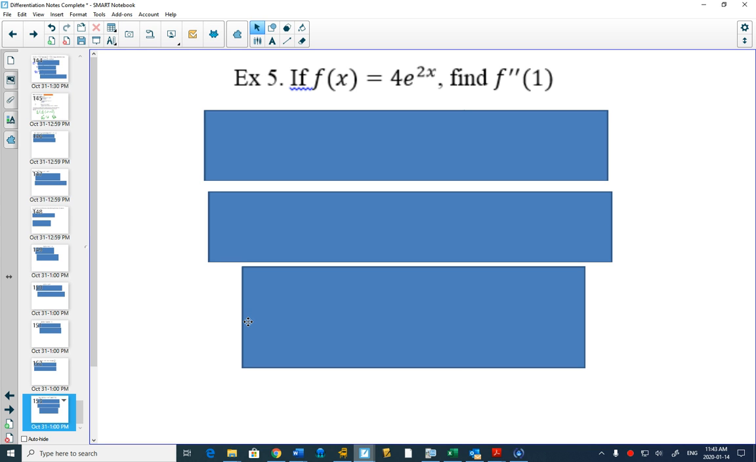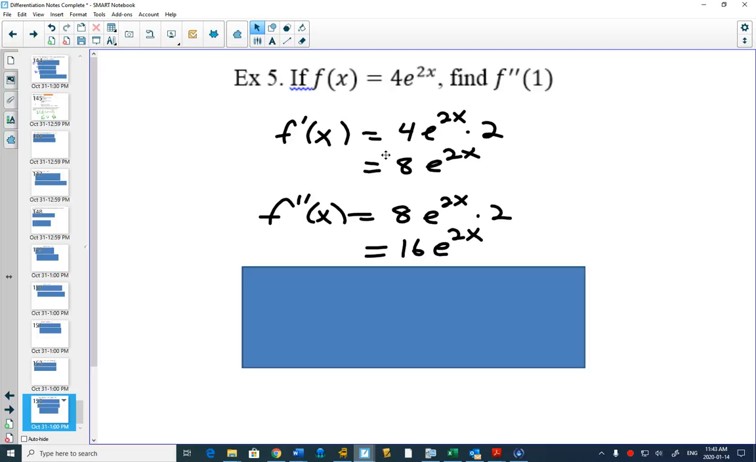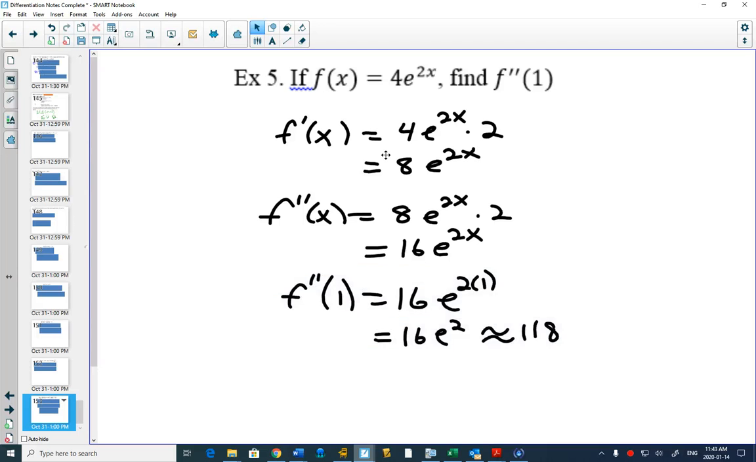Only difference in question 5 is it says find f double prime of 1. What does that mean? That means you're going to have to plug in 1 once you find the second derivative. So first derivative, chain rule. Second derivative, chain rule. Plug in 1. 16e squared to 3 sig figs, approximately 118.